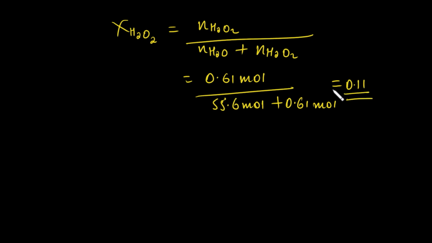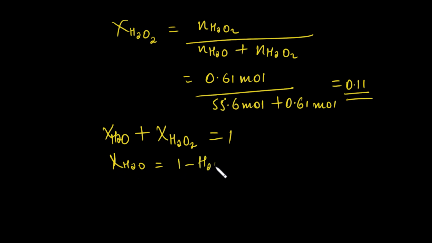Mole fraction is unitless. The mole fraction of H2O plus the mole fraction of solute, that is hydrogen peroxide, is equal to 1. So the mole fraction of H2O is equal to 1 minus the mole fraction of hydrogen peroxide, and you can get it easily.